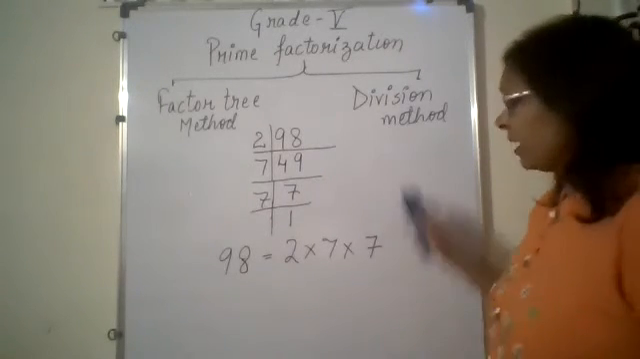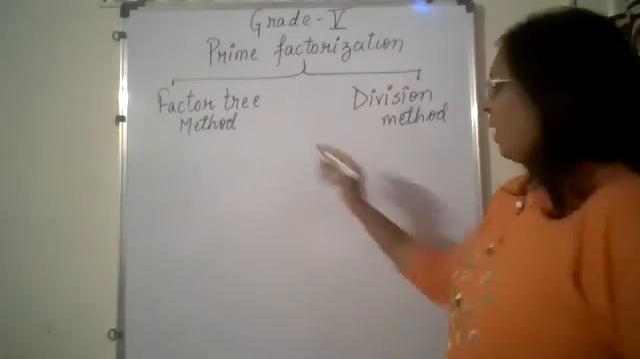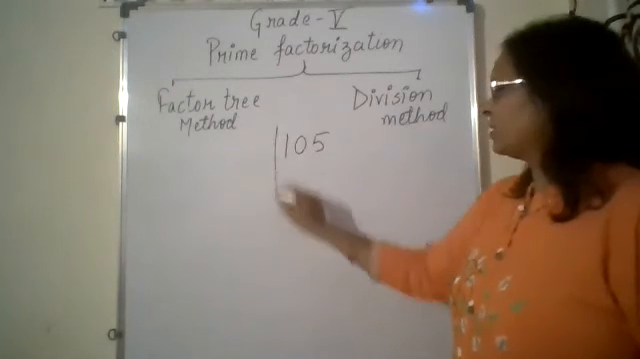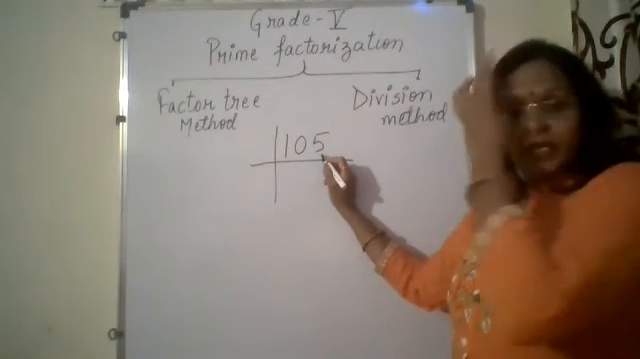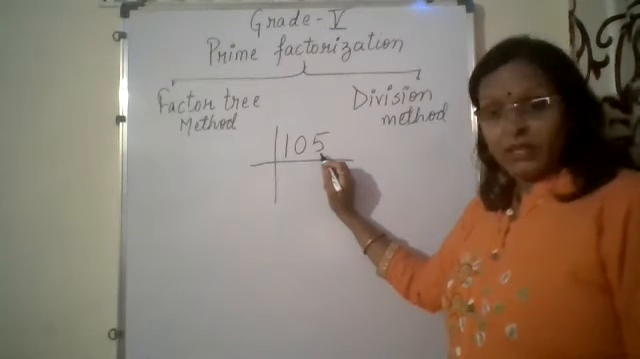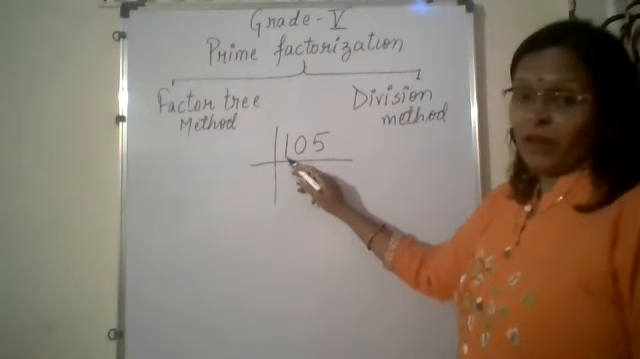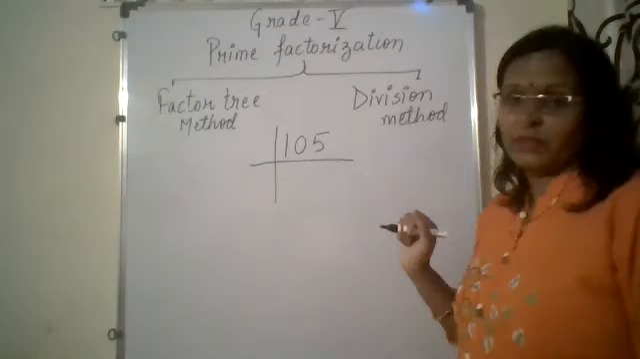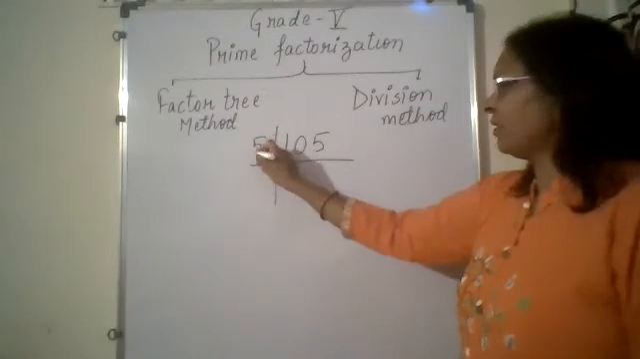Okay, let's take another example, 105. Now let's use the division method. Here the last digit is 5, so it is divisible by 5. Also check for 3: add all the digits, 1 plus 0 plus 5 is 6. If 6 is divisible by 3, that means this number is also divisible by 3. So you can take any prime number here. Let's take 5.